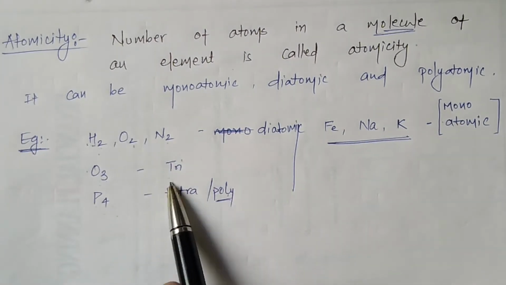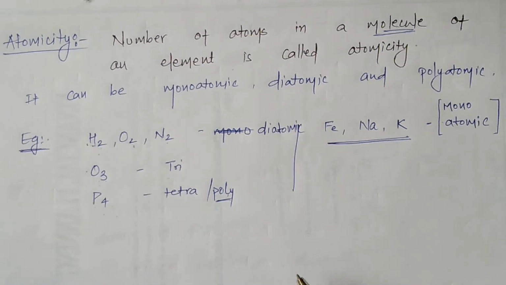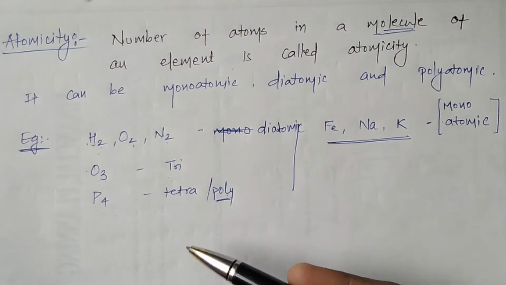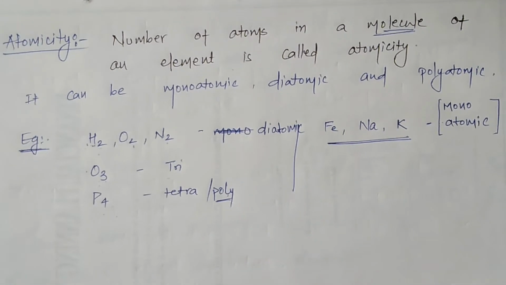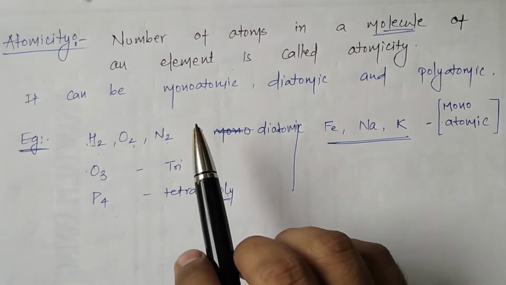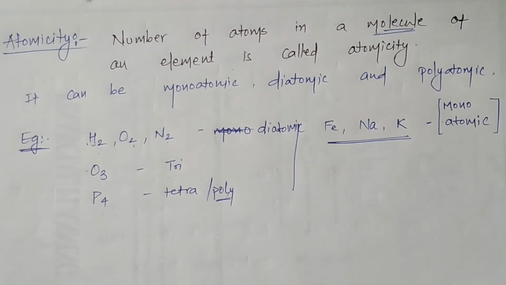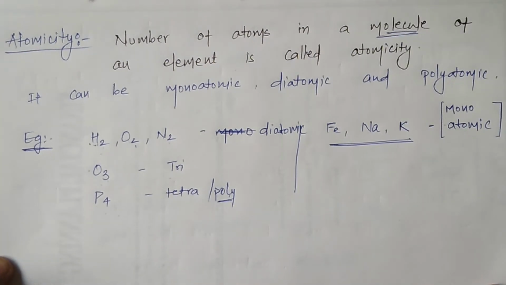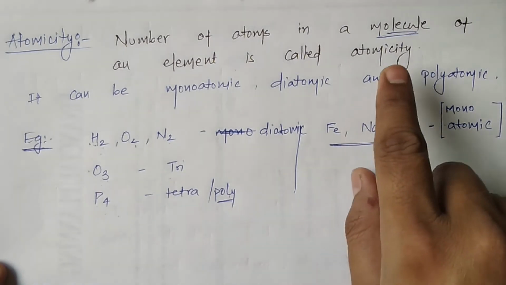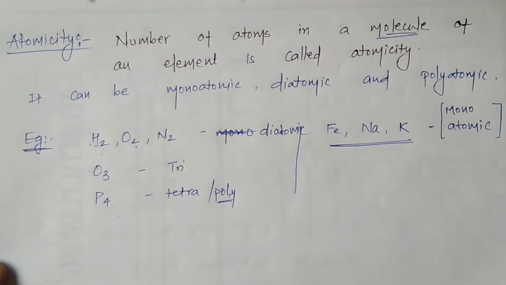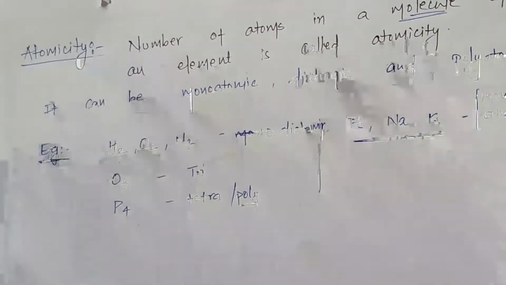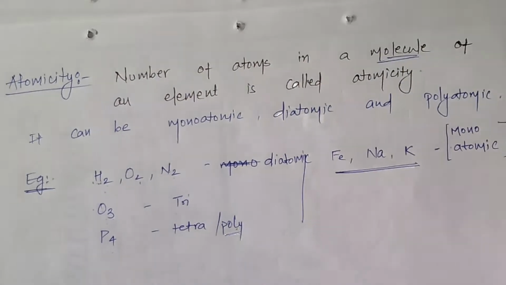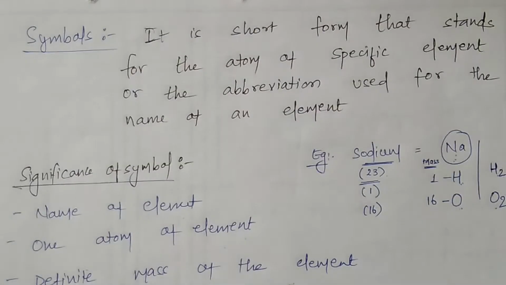Similarly, O3, 3 atoms of oxygen combined, so triatomic. P4, 4 atoms of phosphorus combined, so tetraatomic, or it is also called polyatomic. So atomicity is the number of atoms present in the molecule. Is that clear? But one more thing to be understood. See carefully, it is the molecule of element only. Don't correlate the molecule of a compound with atomicity.